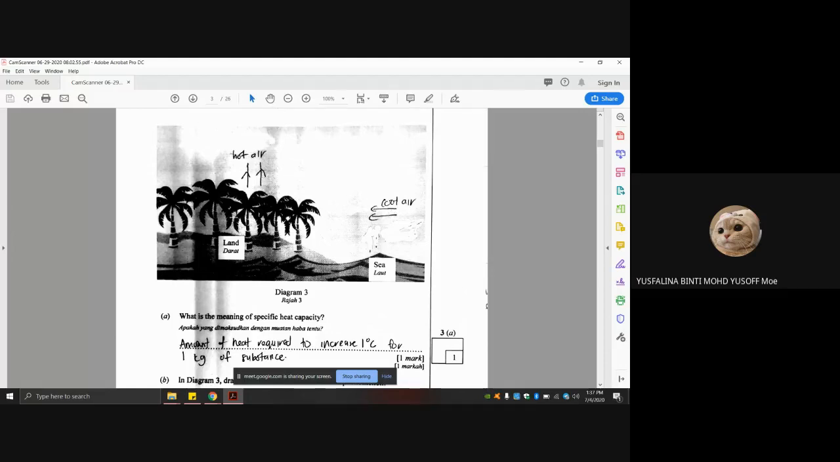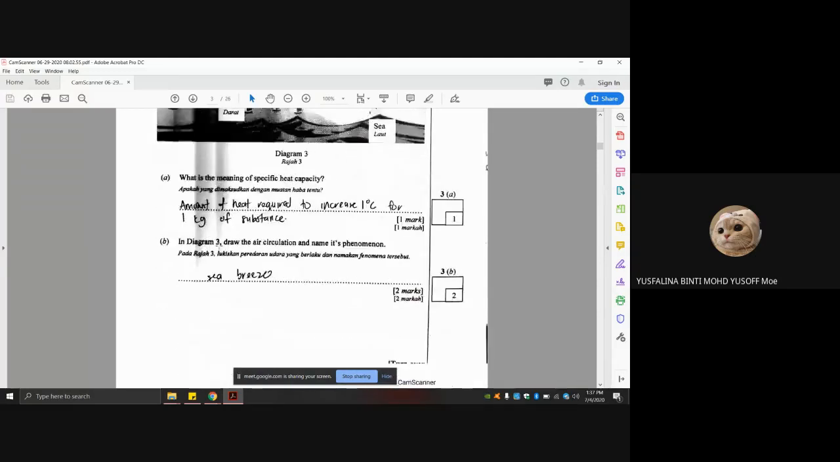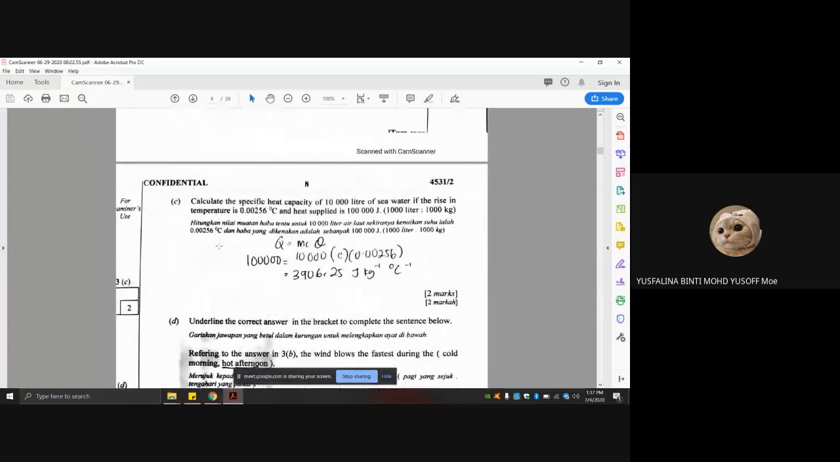So what happens during the night? During the night, the land cools faster than the sea, so the hot air from the sea will go up, and then the cool air from the land will go to the sea. That one is called the land breeze. So it's different.